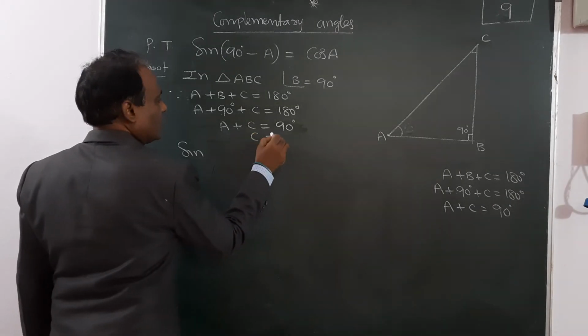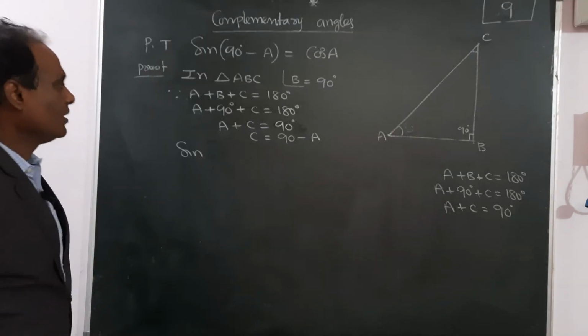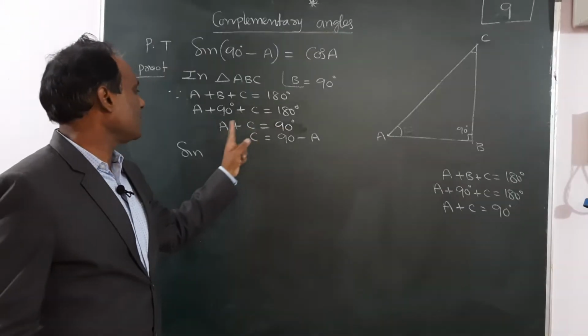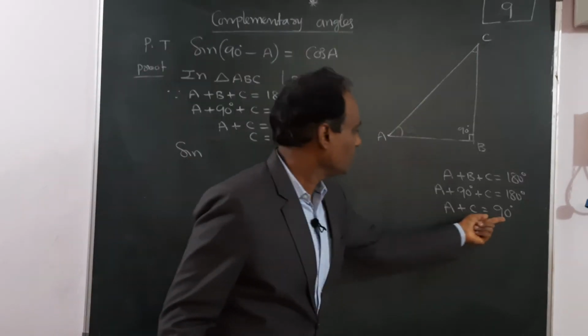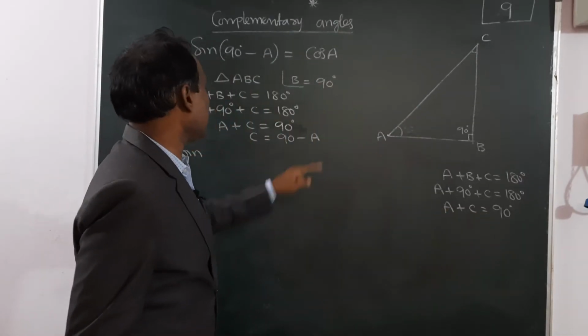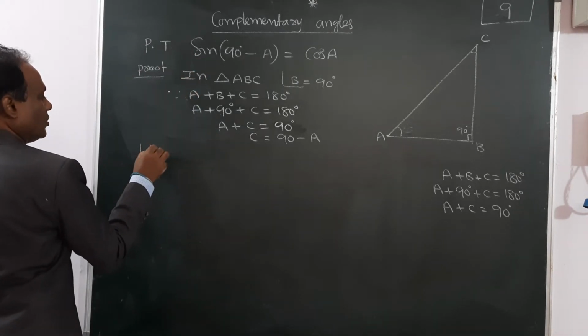C is equal to how much? 90 minus A. A plus C is 90, so C is equal to 90 minus A. Now I am taking the left hand side.